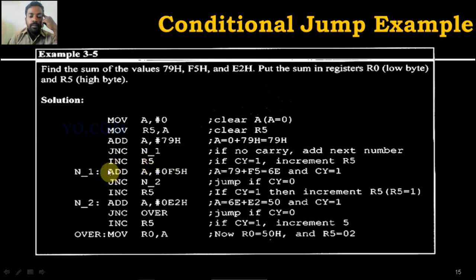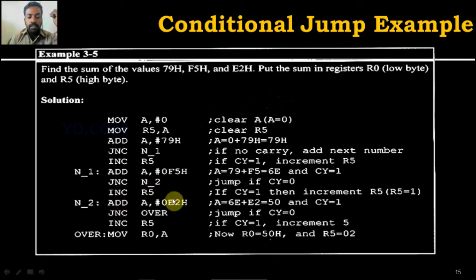Suppose carry is not present, then we execute this and add the second data. So A plus F5: A equals 79, F5, and carry CY equals 1 here. Initially there is no carry: 0 plus 79, there is no carry, carry equals 0, so it comes directly to here. Then JNC jumps to this loop. If carry is present, INC R5 is executed.